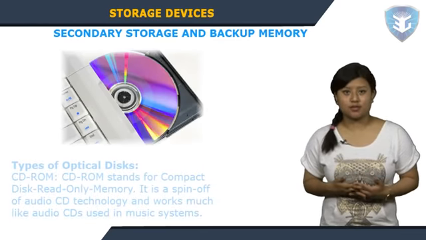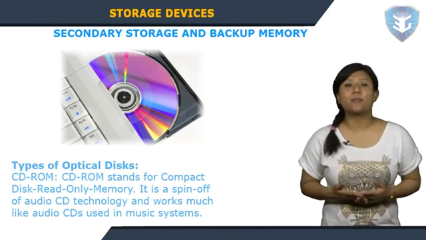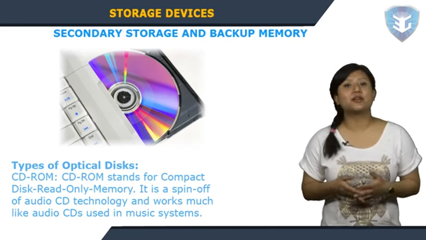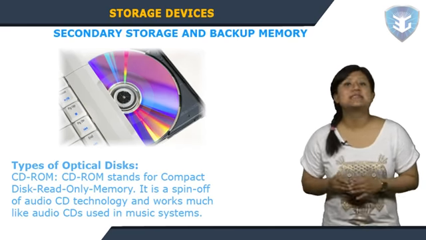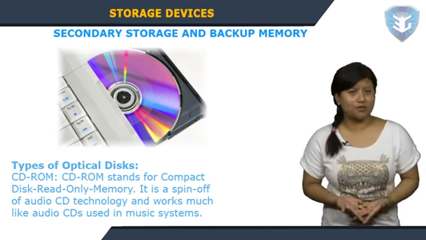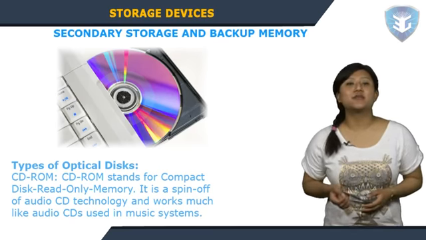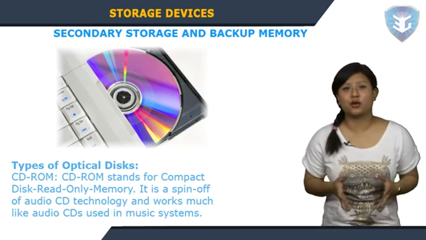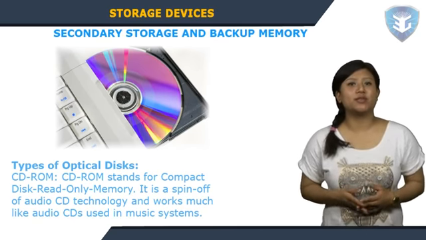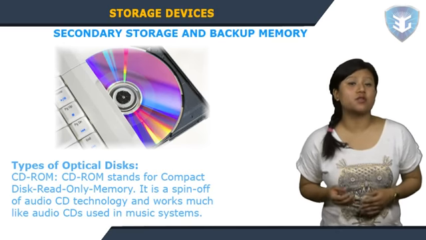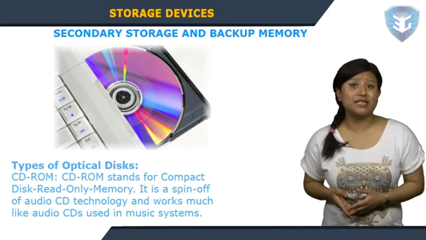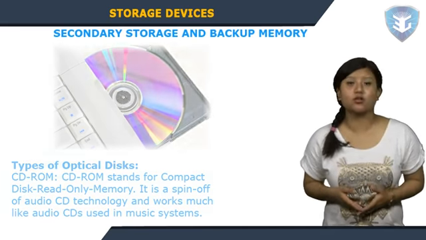The types of optical disk. CD-ROM. CD-ROM stands for compact disk read-only memory. It is a spin-off of audio CD technology and works much like audio CDs used in music systems. A CD-ROM disc is a shiny silver color metal disc, usually of 5 1/4 inches diameter, that is 12 centimeters. It is made of polycarbonate plastic, and a thin layer of pure aluminium is applied to make the surface reflective. Apart from the most common 120mm 74 minute disc having storage capacity of 650 MB to 700 MB, an 80mm 21 minute disc called mini CD having 184 MB storage is also available.